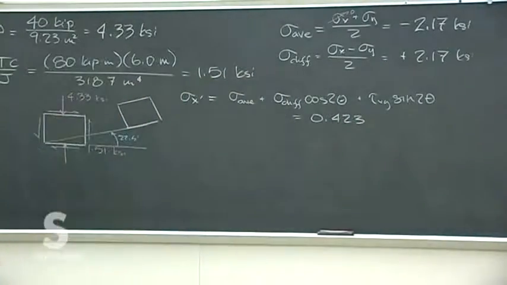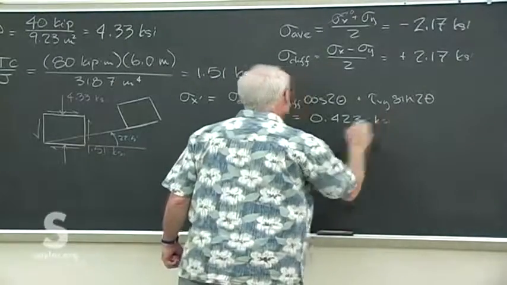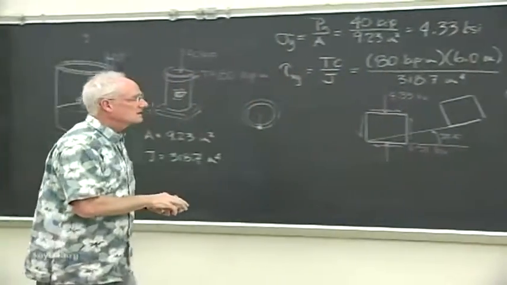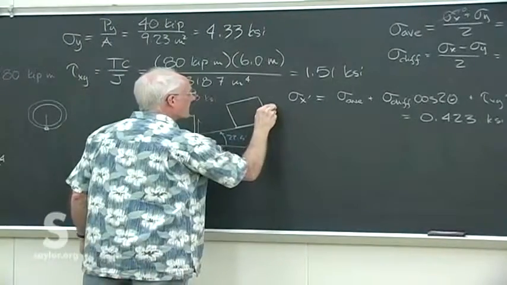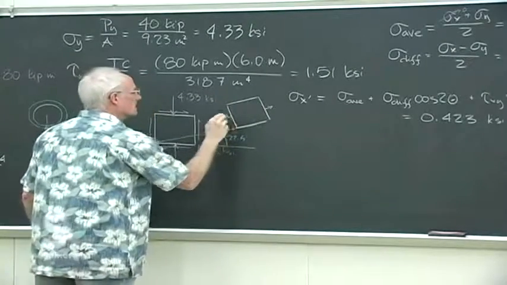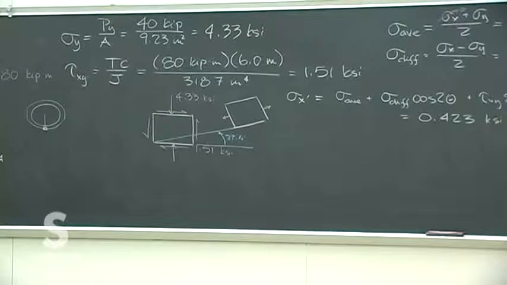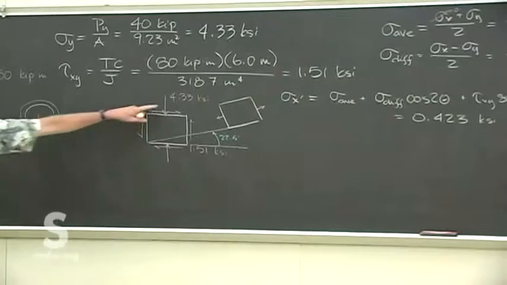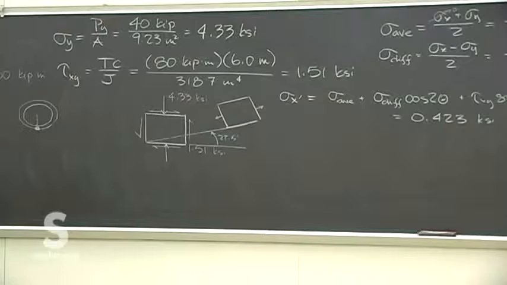0.423 KSI. So very, very small expected stress in the x direction, and it's positive, so we know that there's a slight tension there. Draw it small. We don't know what the other ones are going to be if we want to sketch these to scale, but if we're working with 4.3 and 1.5, that 0.43 is going to be pretty small in the diagram. So we put it that way.